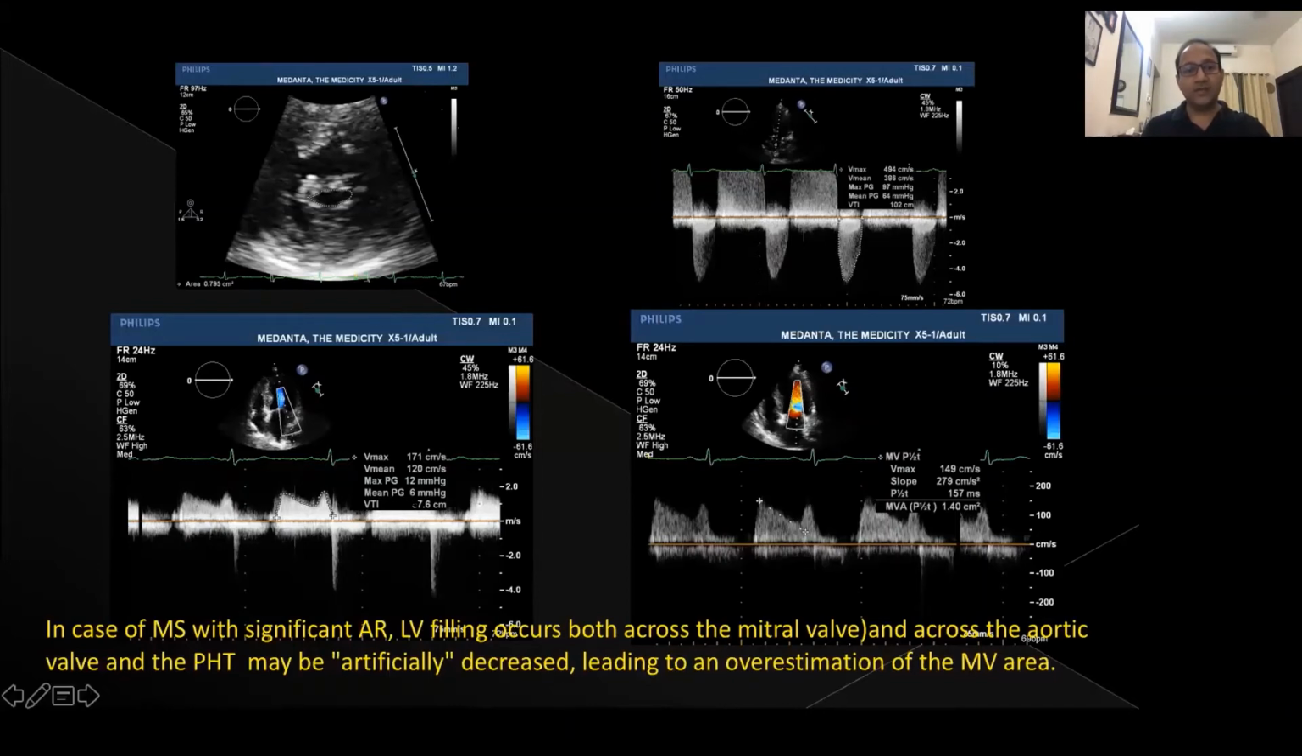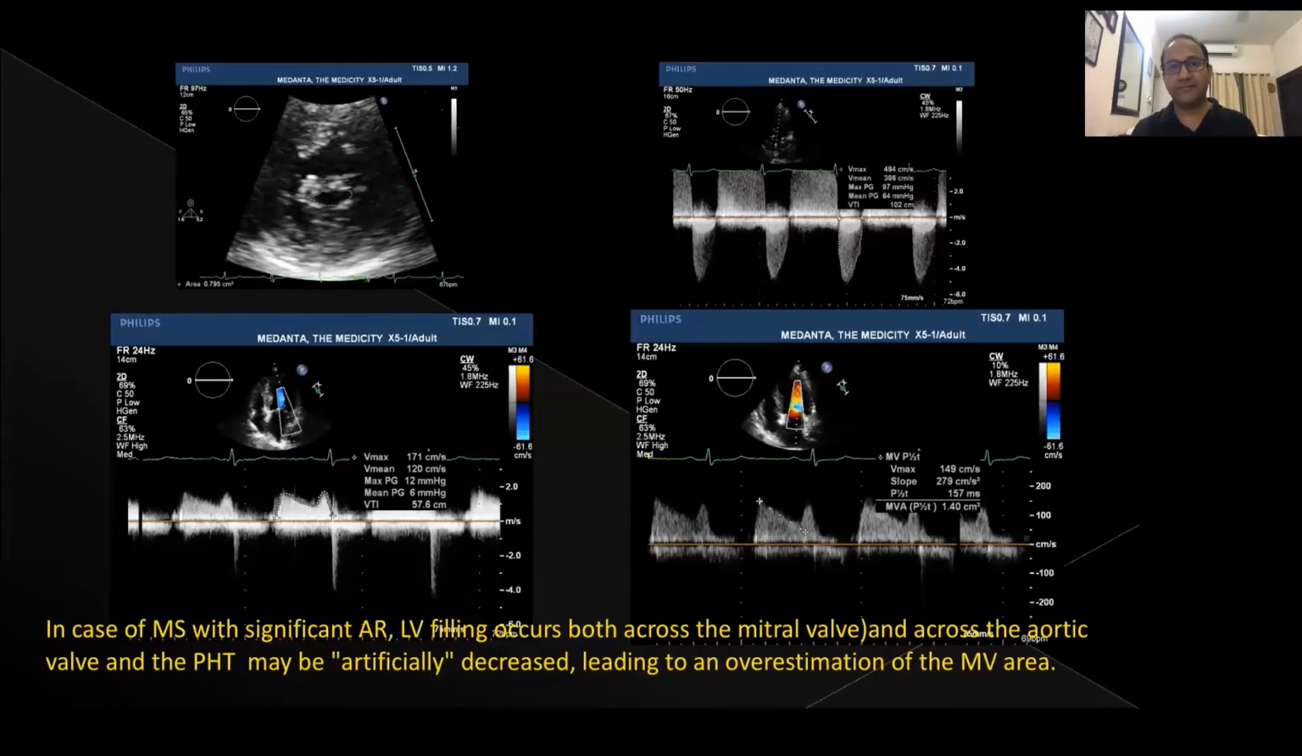So you can see the mean gradient is just 6 because the LVDP is high, whereas the mitral valve area is actually 0.8. So you would expect much higher pressure gradients in this situation. And even by pressure half time, because the slope is steeper because of high LVDP, the mitral valve area estimation is higher at 1.4. So this highlights the discrepancy of the gradients, the pressure half time derived mitral valve area and the actual anatomical mitral valve area.